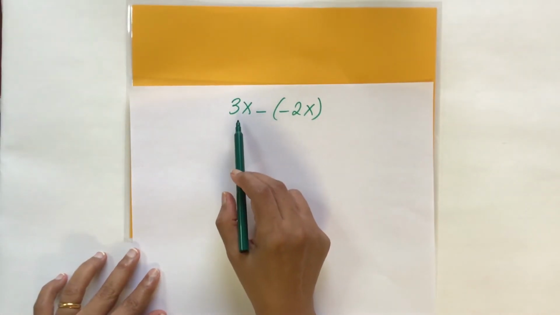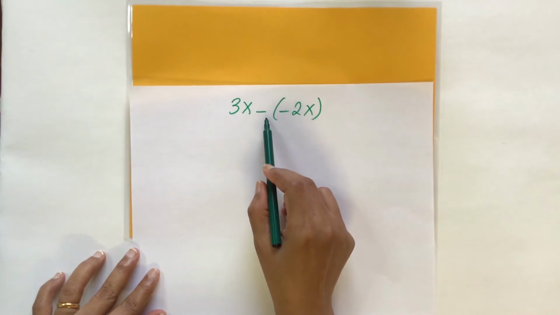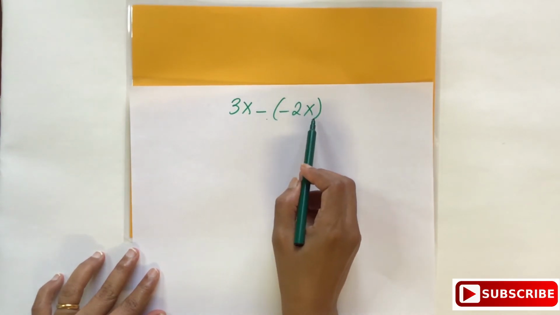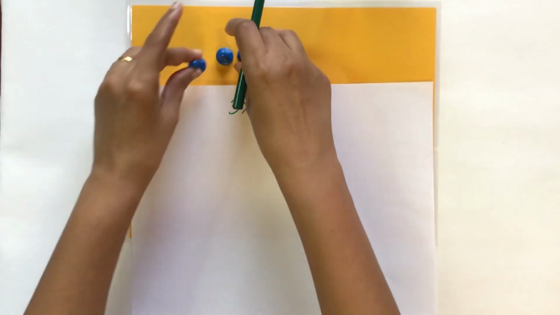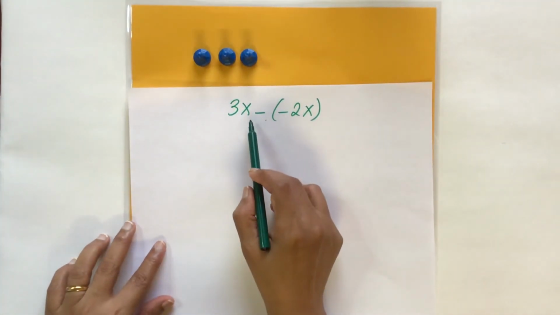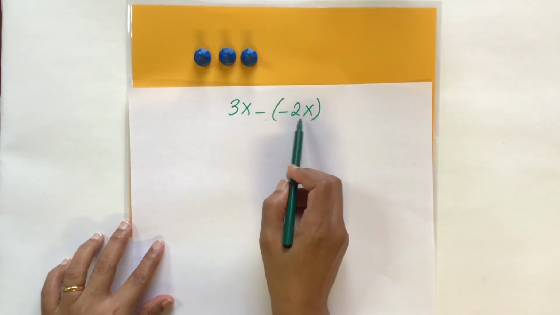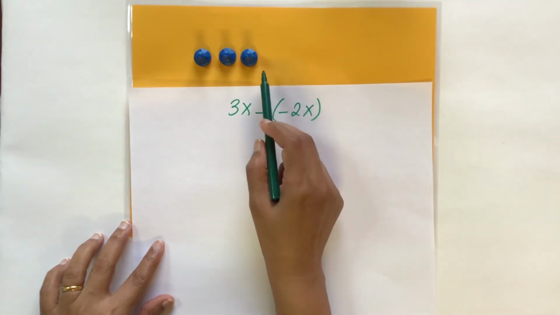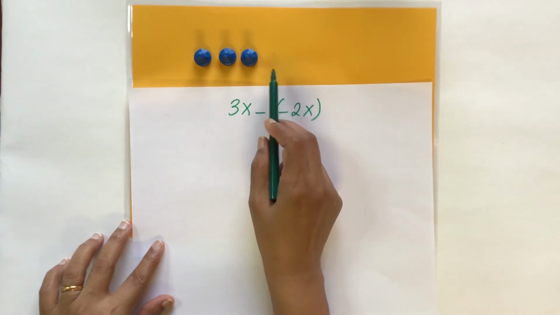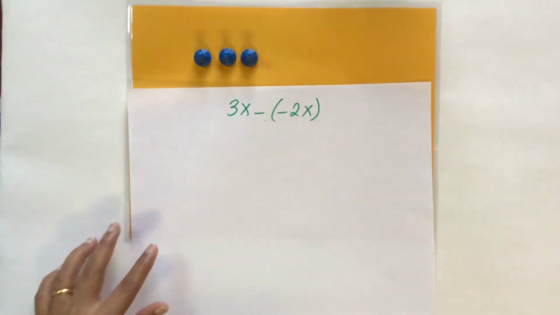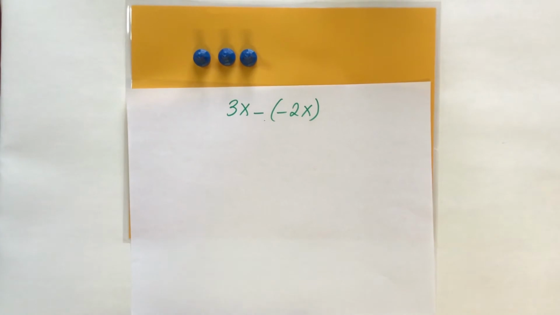Let's try this example, 3x minus negative 2x. Let's start with the 3x. As you see, we need to subtract a negative 2x. We don't see a negative 2x on this mat, so it's not easy to remove something that we don't have yet. Let's use the idea of the zero pair.